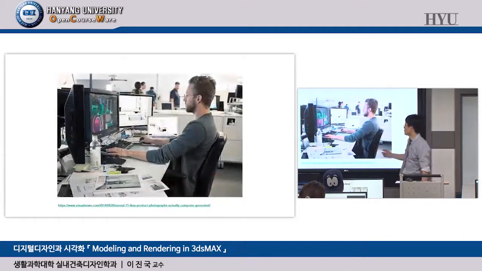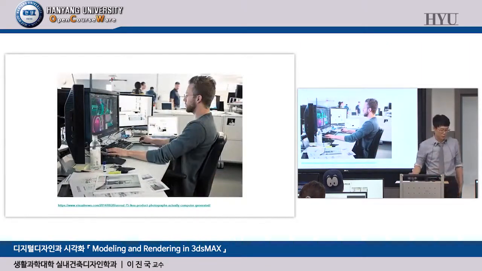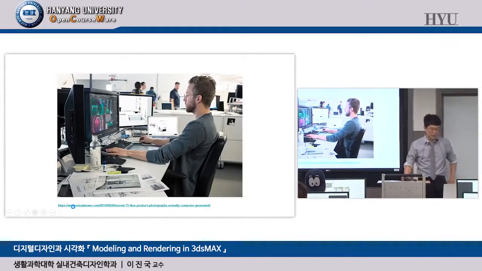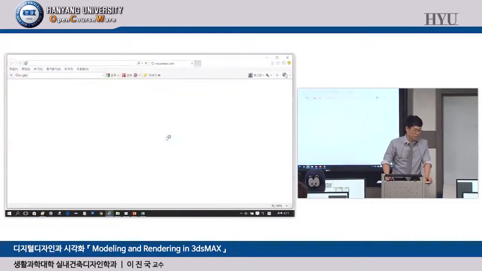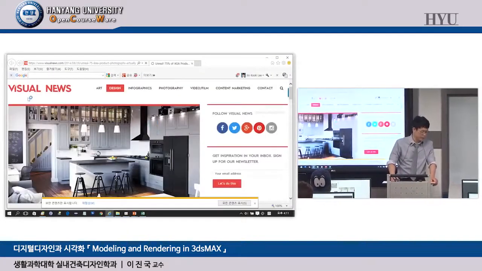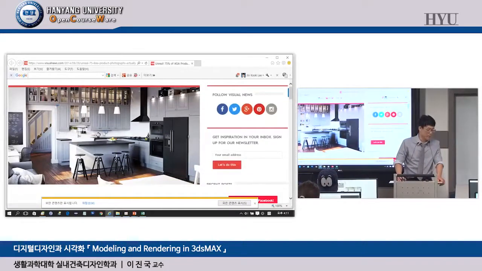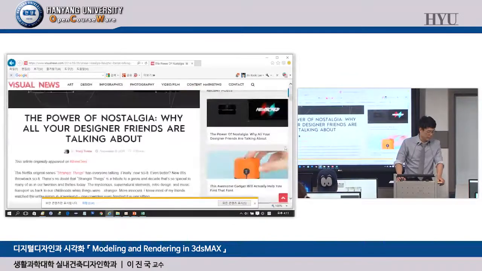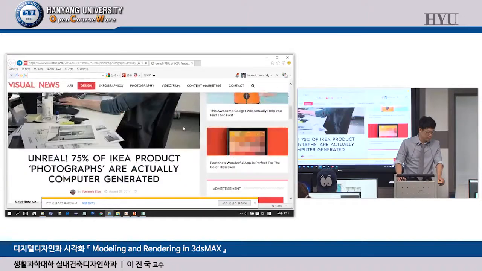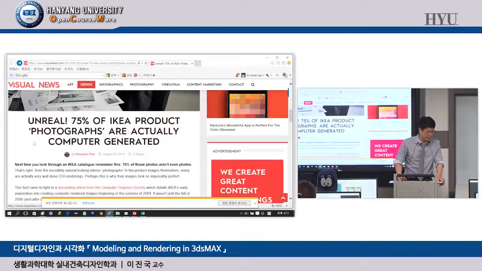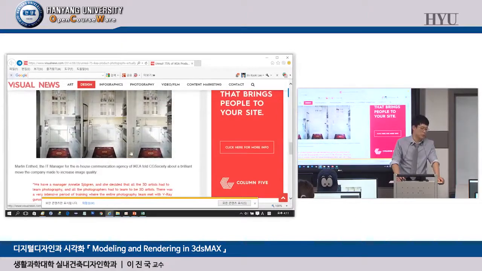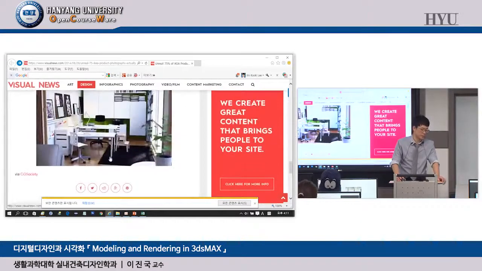So take a look. This guy, I'm not sure he's working in there. Anyway, he's in charge of making this kind of realistic visualization. If you click this link, I just placed a reference for this one, okay? In the Visual News website, take a look at the image that I show you, okay? 75% of IKEA product photographs are actually computer generated, okay? The chair I show you, and the reason why they use this kind of computer graphics and so on, okay?